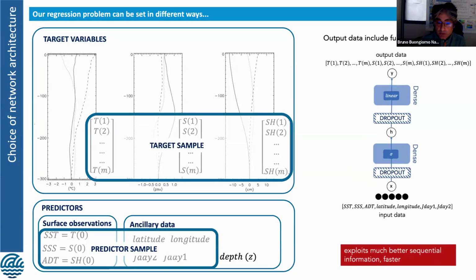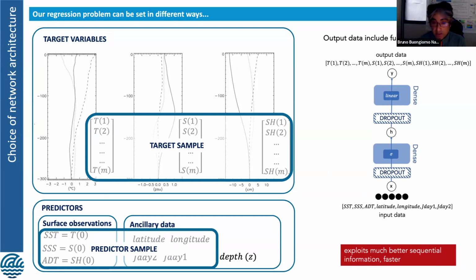So a much better option is not to include the depth as a predictor variable, but to try to predict directly the full profile, having the predictor samples without depth. So this is the second architecture we tested, and this is able to exploit much better the sequential information.